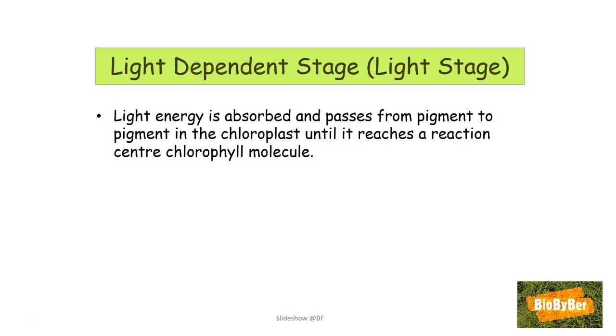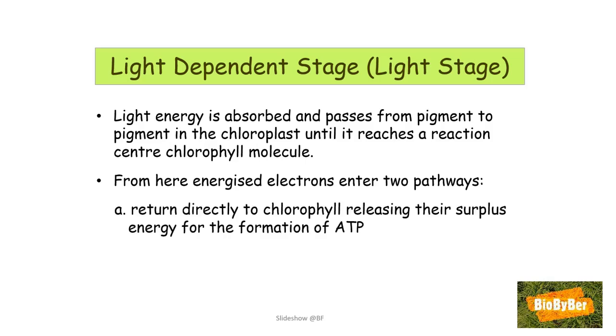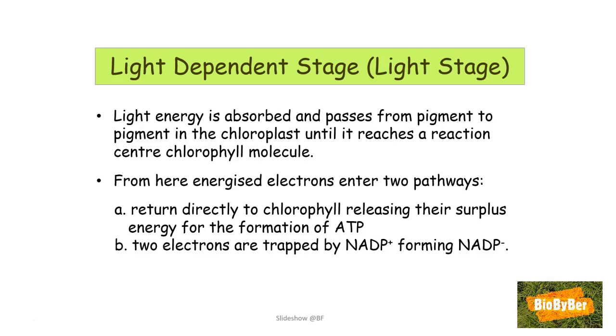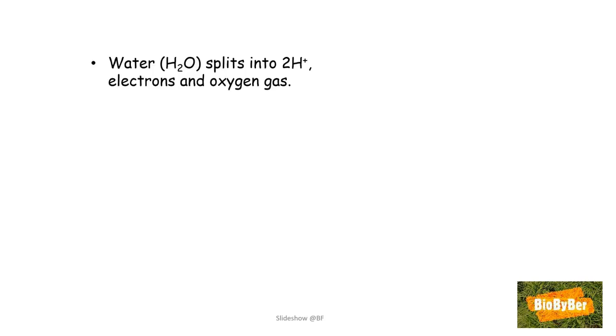Now the light-dependent stage account. The light energy is absorbed and it passes from pigment to pigment in the chloroplast until it reaches a reaction centre chlorophyll molecule. From here, energized electrons can enter two paths. A. They can return directly to chlorophyll, releasing their surplus energy for the formation of ATP. B. 2 electrons are trapped by NADP+, forming NADP-. This leaves the chlorophyll molecules electron deficient, or missing their electrons.